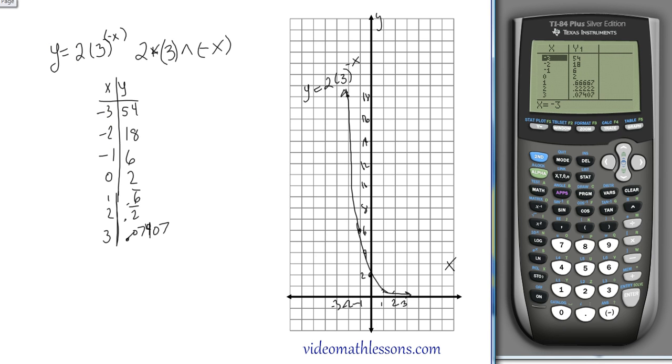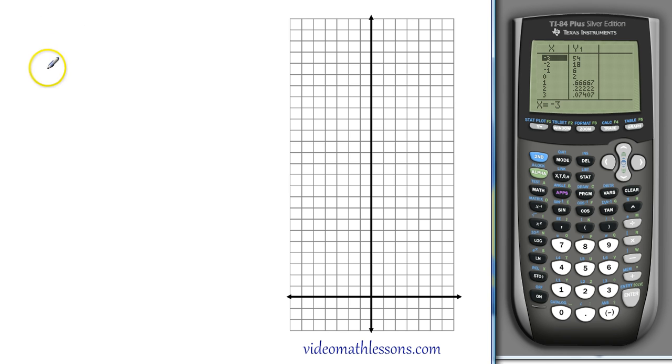Let's try one more. So how about something like this? Y equals 5 times 2 to the 0.25x. Now with this problem, it's important that you put parentheses around these exponents. So why don't you punch this in and see what you get for your table.